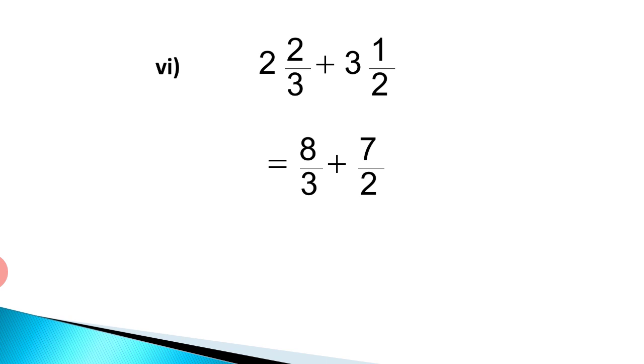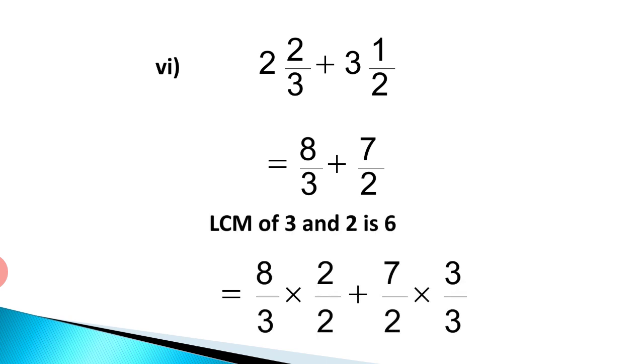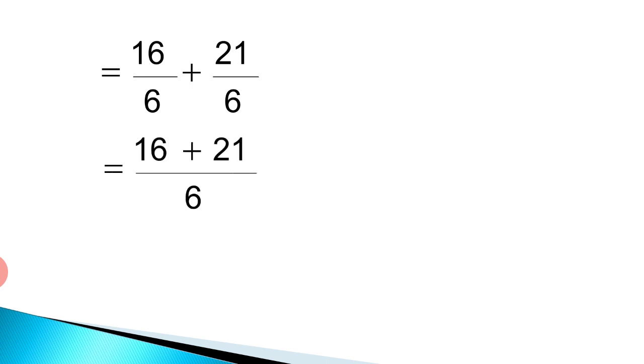Now again 3 and 2, what is the LCM? 6. Now converting, 8 by 3, you will multiply numerator and denominator by 2, and for 7 by 2, you will multiply numerator and denominator by 3. So you will get 16 by 6 plus 21 by 6. Add the numerators and then you get 37 by 6. Again it is improper, so you will convert it into a mixed one. So again 6 6s are 36. What is the remainder? 1, so that will be the numerator and 6 will be the whole part.